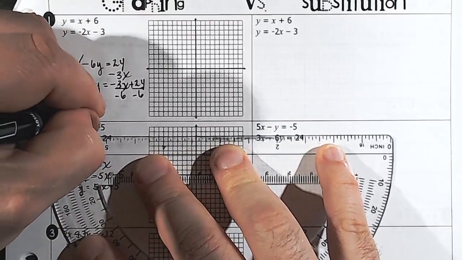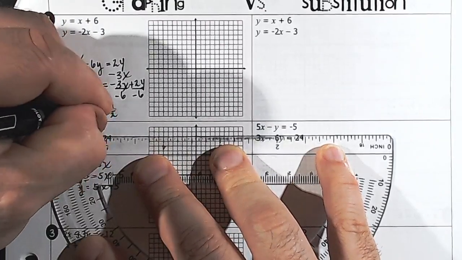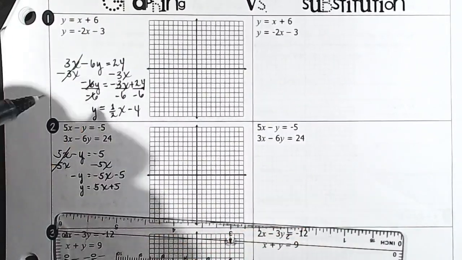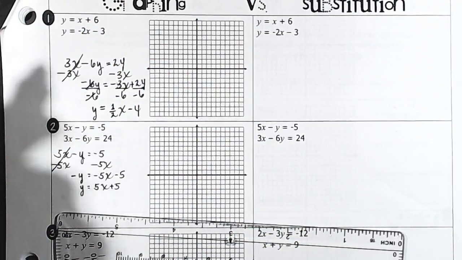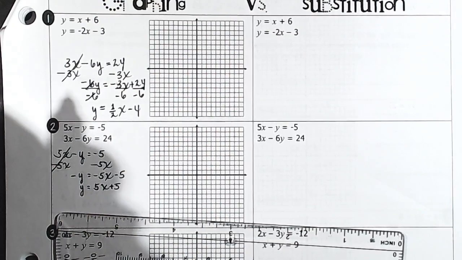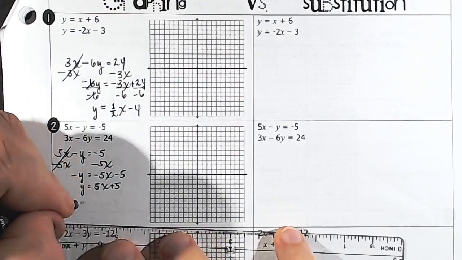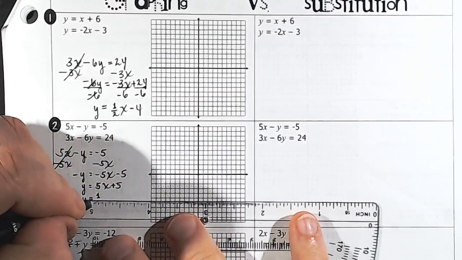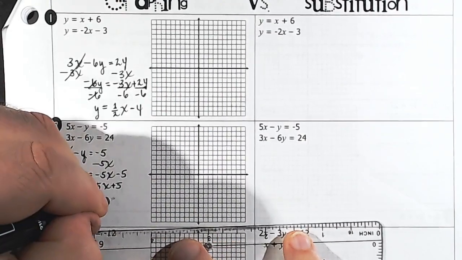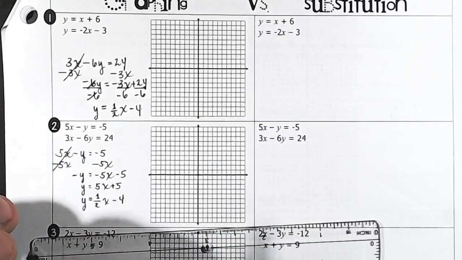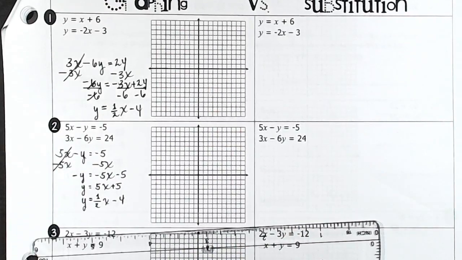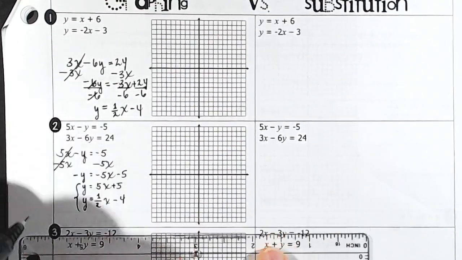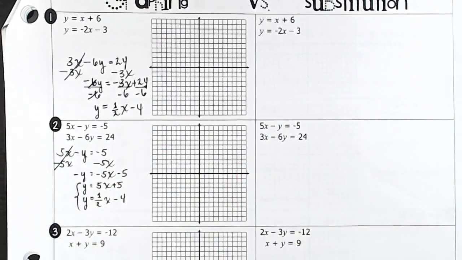Giving me y equals 1/2 x minus 4. Because negative 3x over negative 6 simplifies to positive 1/2 x, and 24 over negative 6 simplifies to negative 4. So these are my two equations, y equals 5x plus 5 and y equals 1/2 x minus 4. Okay? And so what I'm going to do is use this as my system and graph these two lines on this coordinate plane.